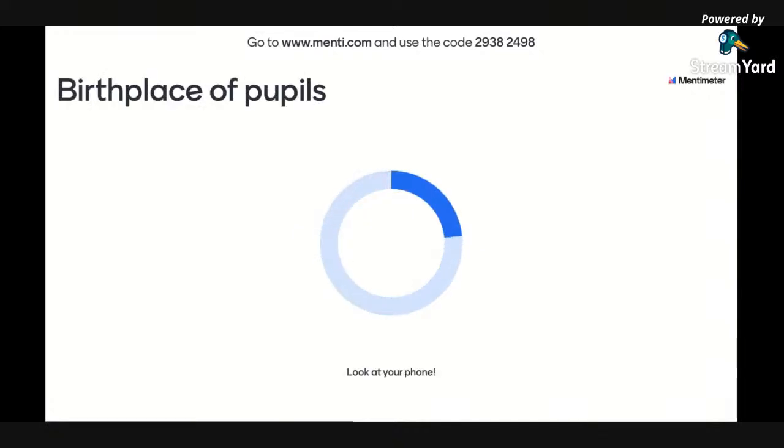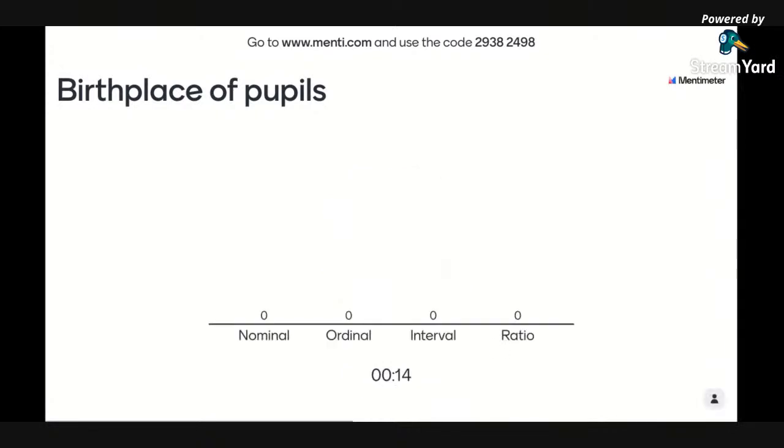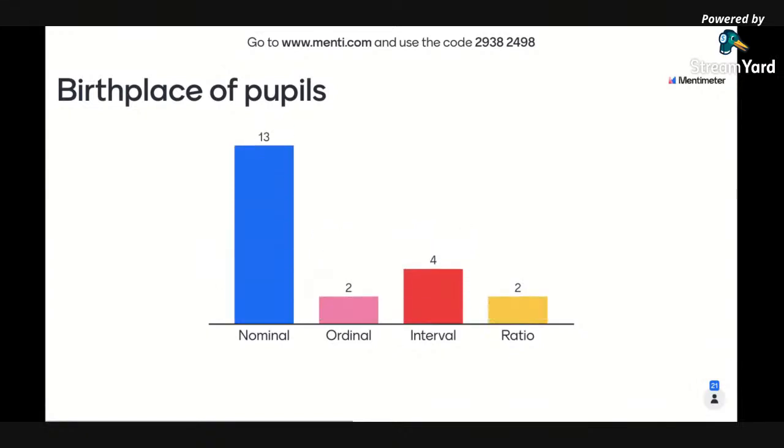Birthplace of pupils. Birthplace of pupils. Ano kaya yan? Is it nominal, ordinal, interval, or ratio? This should be easy. Okay? So it's nominal. Okay? 13 out of 21 got the correct answer.